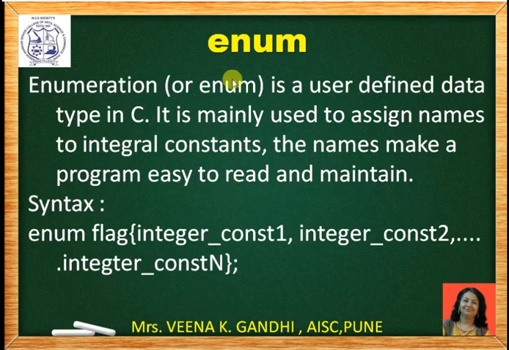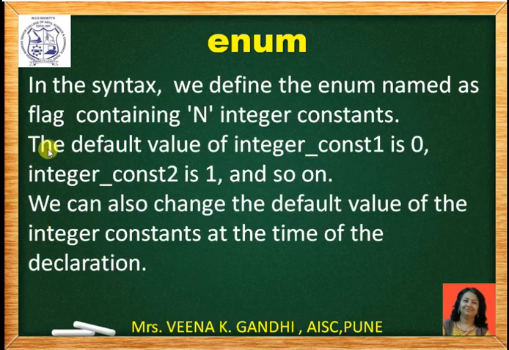Next is enum. Enumeration, or enum, is a user defined data type in C. It is mainly used to assign names to integer constants. The names make the program easy to read and maintain. So the syntax for defining an enum type is: enum, then any name, the enum variable name, and then the integer constants constant 1, constant 2, up to constant n. In the syntax, we define the enum name as a flag containing n integer constants.